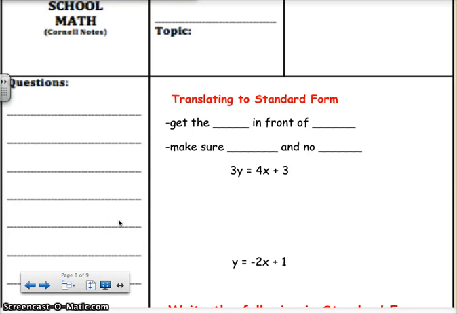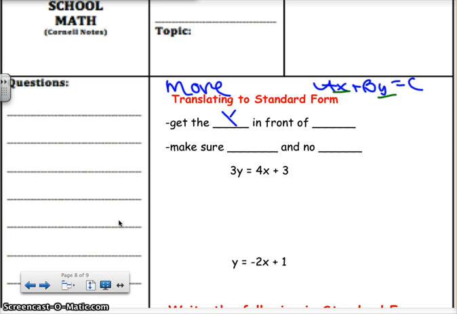Okay, we're going to translate. Translate means move. We're going to translate to standard form. Remember, standard form is ax plus by equals c. So my goal is x first, y second. Both on the left-hand side.